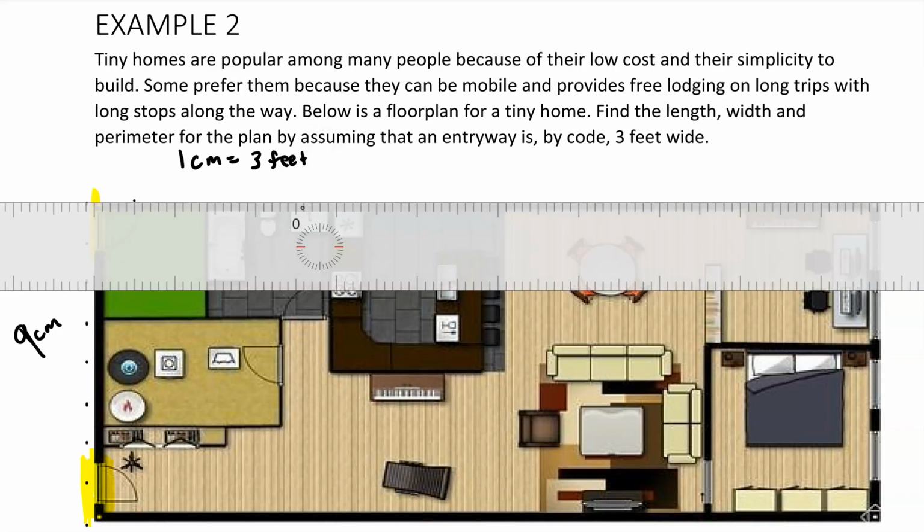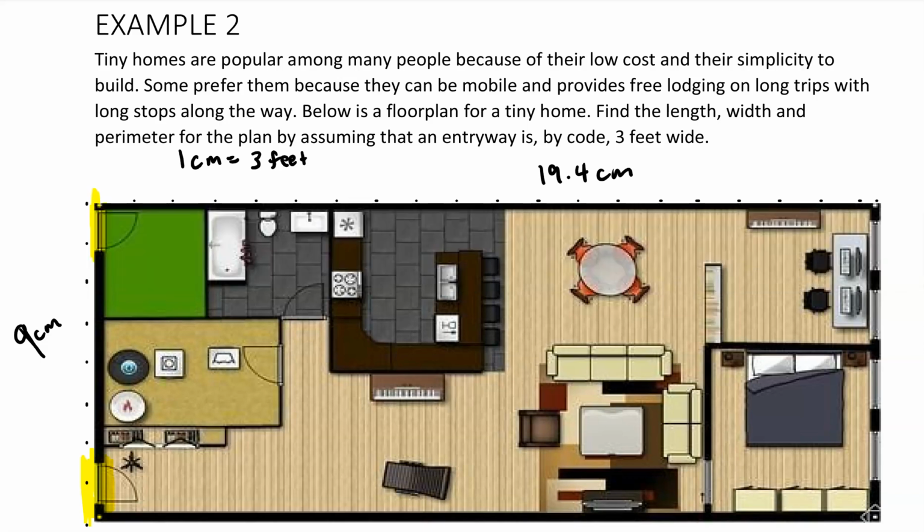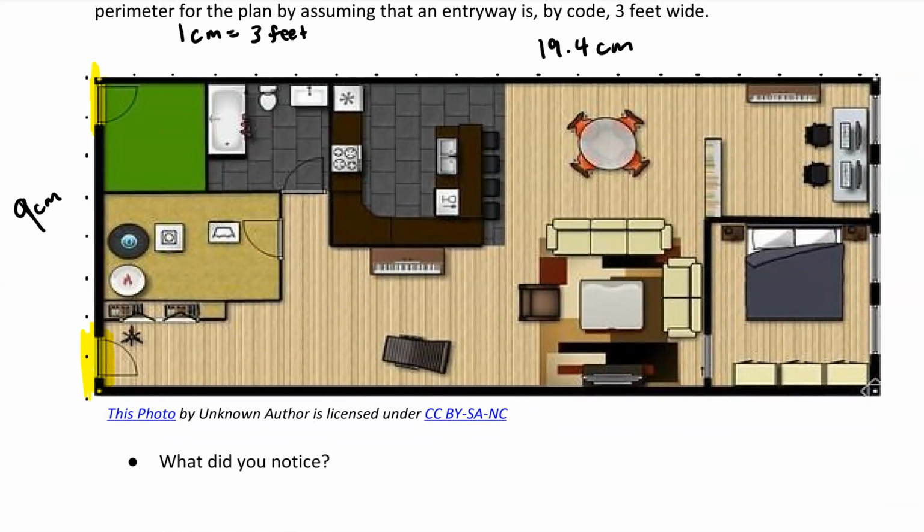Okay, so we have 1, 2, 3, 4, 5, 6, 7, 8, 9, 10, 11, 12, 13, 14, 15, 16, 17, 18, 19, and then 0.2, 0.4. So then this is 19.4 centimeters. So we'll have to do a little bit more conversion with that. So let's scroll down. We know that 3 feet is equivalent to 1 centimeter.